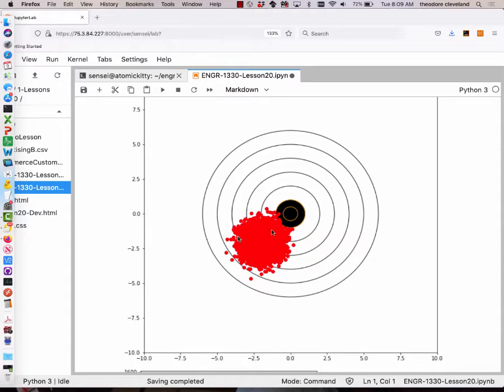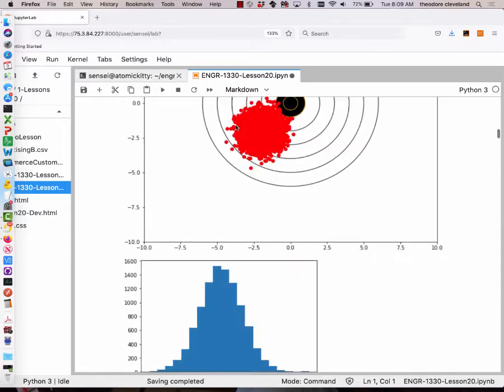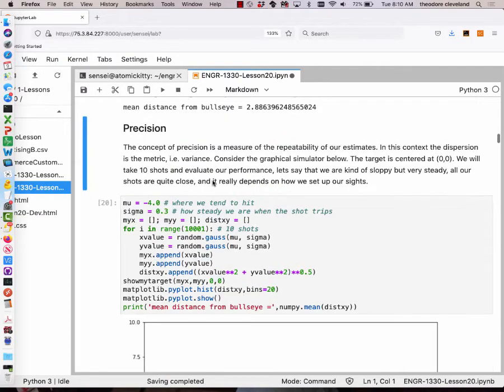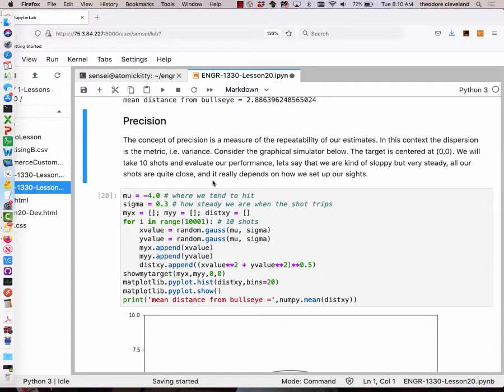Now we need to deal with this mess of red dots. Low and to the left. Actually, odd to me that the mean is coming out as 2.8, but we're not near the bullseye. The second thing, so now we've discussed the concept of accuracy and aiming point. Next thing is precision, which is if we do repeats, how close to the mean do we get?